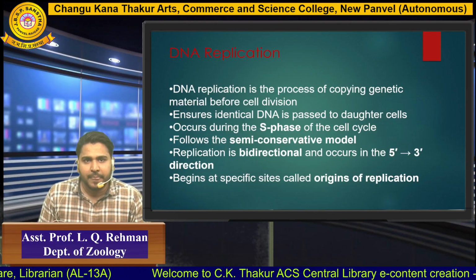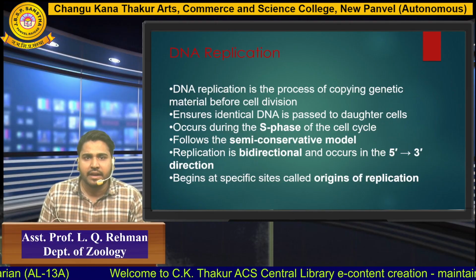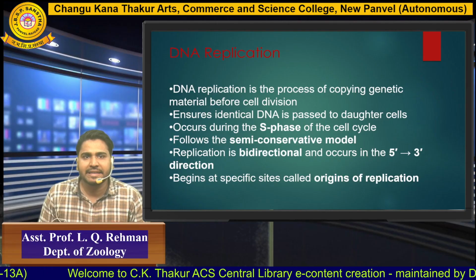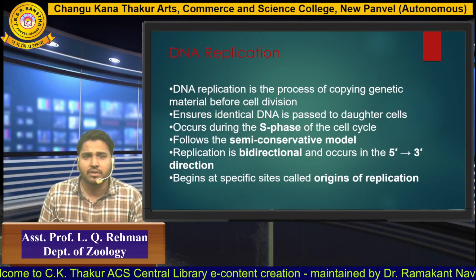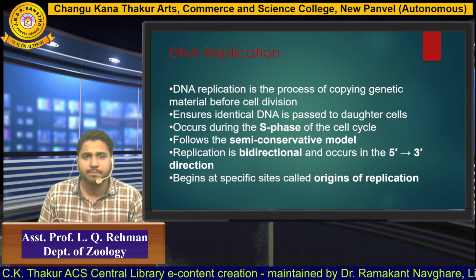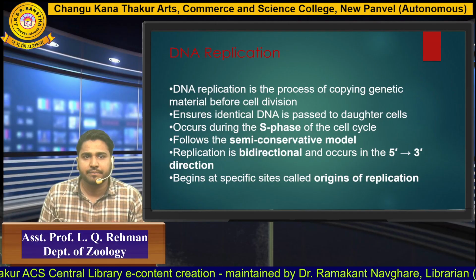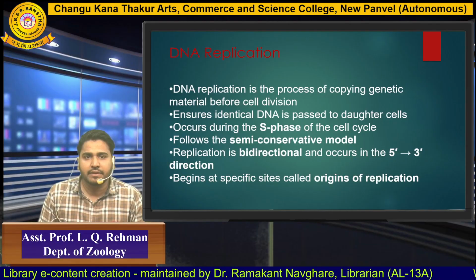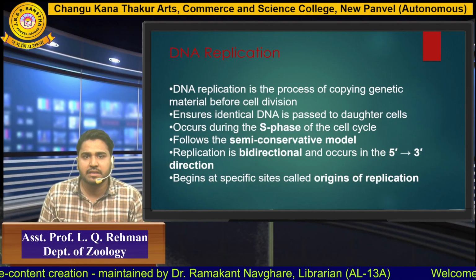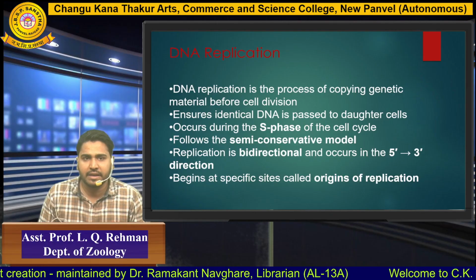Moving forward, DNA replication. It is basically the process of copying genetic material before cell division. It ensures identical DNA is passed to daughter cells. It occurs during the S phase of cell cycle, which follows the semi-conservative model of DNA replication.